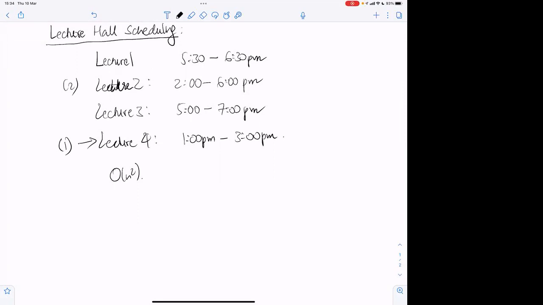Okay, so what is lecture 1? Think of lecture 1 as a vertex. So this is vertex 1, vertex 2, vertex 3, vertex 4. Now, if lecture 1 intersects lecture 2, then you draw an edge between them. Does lecture 1 intersect lecture 3? Yes, it does. So draw an edge between them. Does lecture 1 intersect lecture 4? No, so leave that alone.